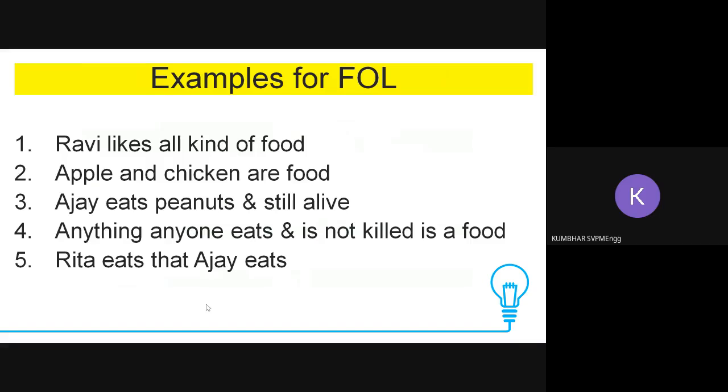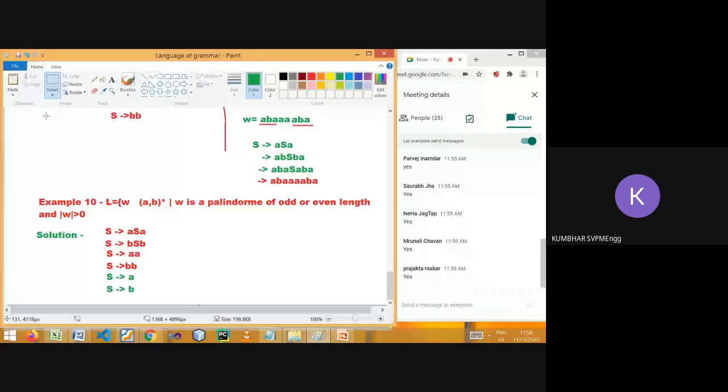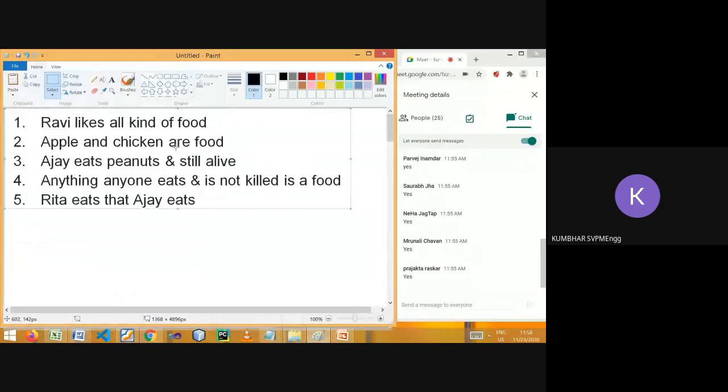So these are the examples now. We try to design for this so that you will be more confident. Now, a few statements I have taken, and we are going to try to write the first order logic statements for them. So let me go in paint mode. I will copy these statements in paint so that we together can try to design the FOL statements. We'll go for it combinedly.